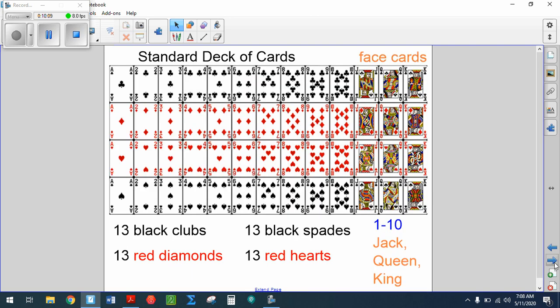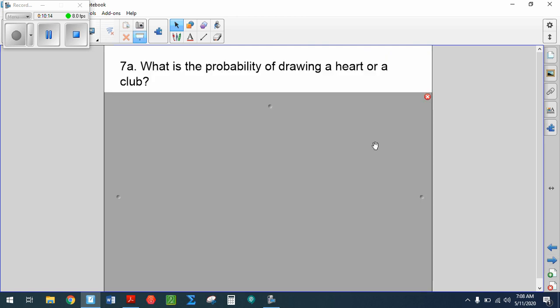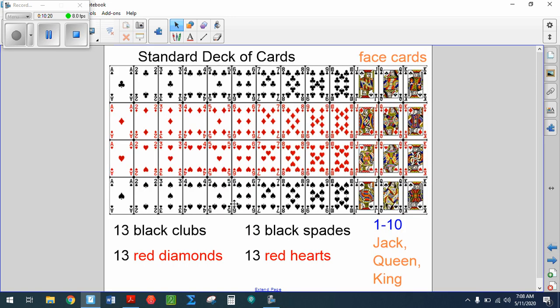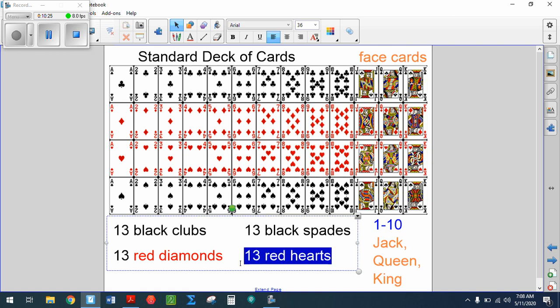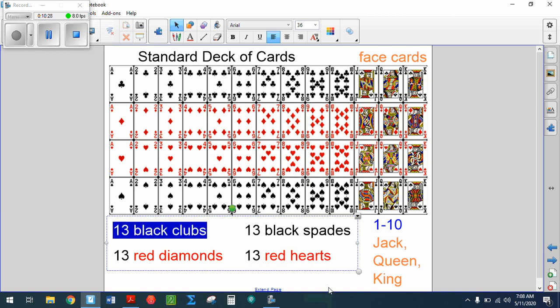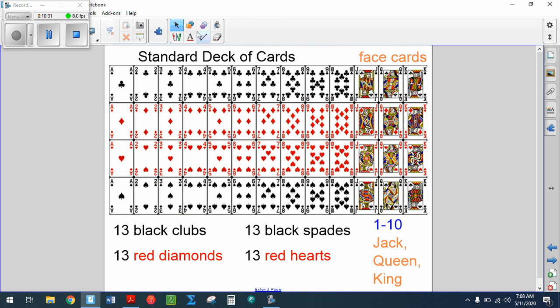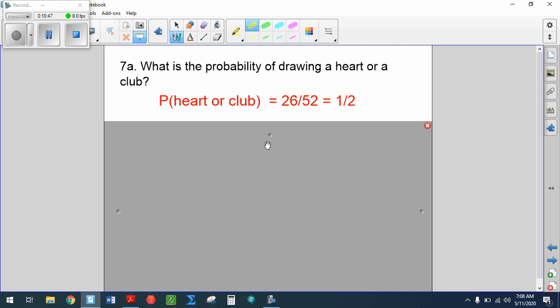Okay, a couple more questions with some cards. What is the probability of drawing a heart or a club? So heart or a club, we have 13 hearts and we have 13 clubs. So there are 26 total cards. Use my highlighter. So hearts and clubs. So these are all hearts. These are all clubs. So we count up those cards. That's 26 cards. 26 out of 52 is 1/2.